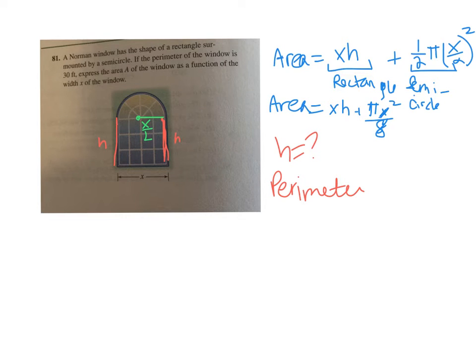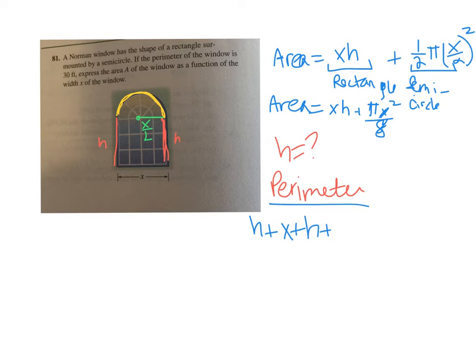If you remember from previous classes, geometry, and you probably even saw it in middle school or elementary school, you just basically add up all of the sides. I'm going to add them all up. I know that my perimeter is going to be equal to h plus x plus another h. The last thing I need to do is add this little semicircle perimeter to that.